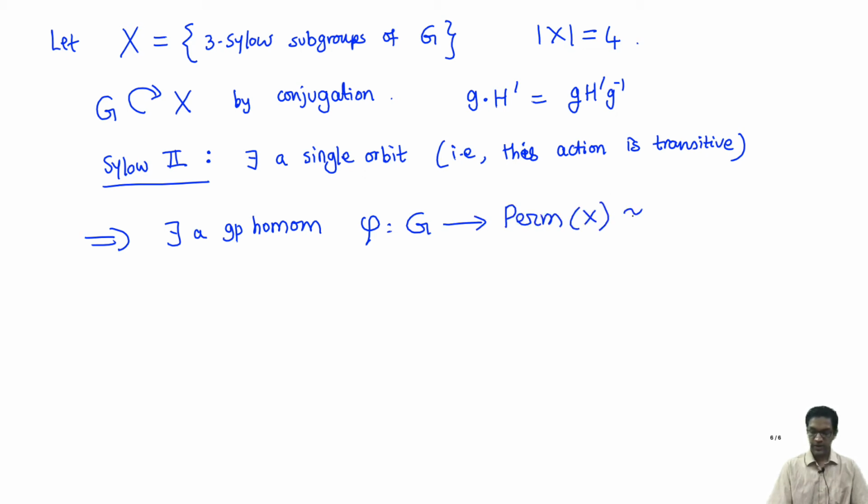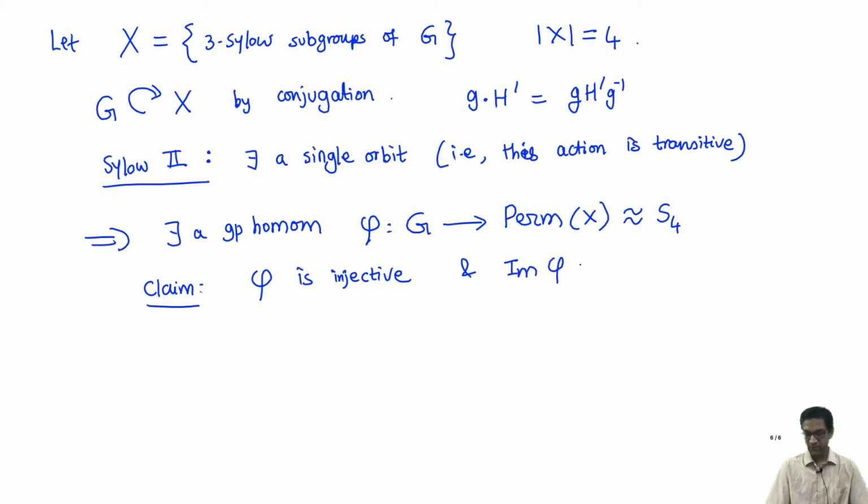Okay, and the permutations of X, as I just said, is like the symmetric group S4, because X has exactly 4 elements. Now let's try and establish the following facts. Claim: phi is an injective map, in other words, it's 1 to 1, and the image of phi is exactly A4, isomorphic to the subgroup A4 of S4. Okay, so let's see how we would establish these 2 facts. So, proof of claim.